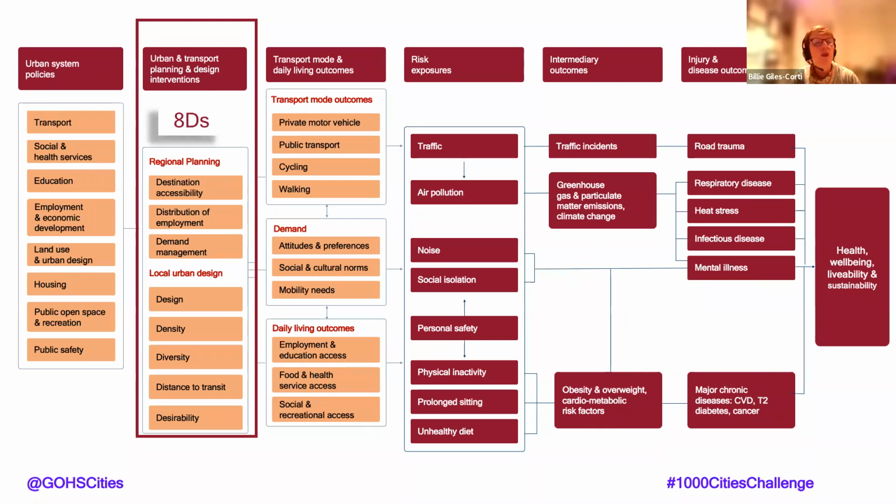3 of them are regional Ds: destination accessibility, which is around the public transport system, the distribution of employment, so that reduces commuting time, demand management, do we have policies that reduce the demand for driving, but also the local urban design, the design of the street networks, the density of the housing, the diversity of the shops and services nearby, and the diversity of housing that's available, distance to transit, and the desirability. Is it safe? Is it pleasant? All these sorts of measures. So these were the 8 Ds.